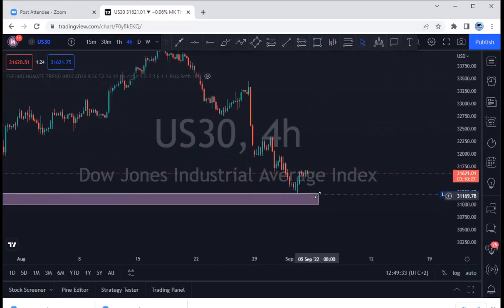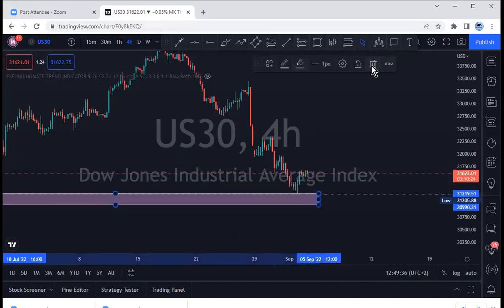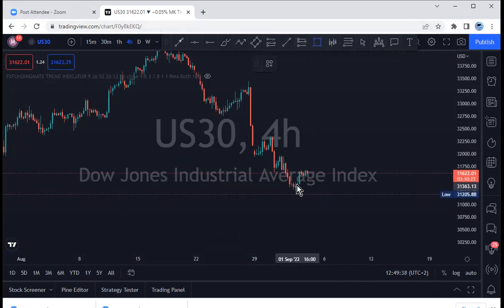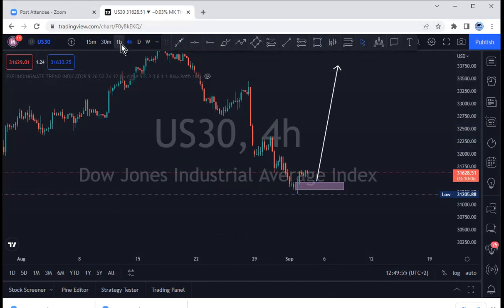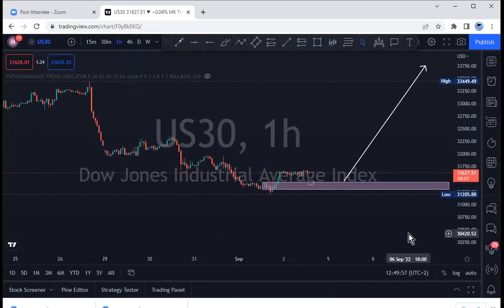Right? Let me remove this one. With this one, same thing. This is our point of interest. So if the market comes down here, we will be looking forward to see the market go up from here. But let's go to smaller time frames.